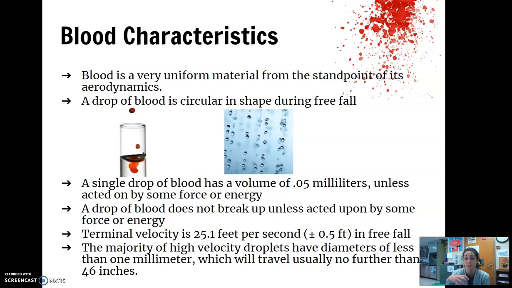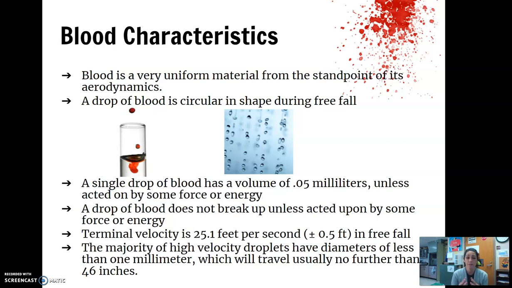Blood is a very uniform material, so it's very much the same throughout the whole thing. A drop of blood is circular, so you can see in that picture on the left there that a drop of blood is a sphere as it falls, whereas water will be not quite so uniform when it drops. It's going to be more of that teardrop or kind of an oblong. It's going to depend more on how fast it's moving or the air around it, because blood is more viscous. It's going to be thicker. It's not going to flow as quickly or as freely as water. So that's why water is going to have more things that affect it as it falls versus blood won't. It's going to be much more uniform.